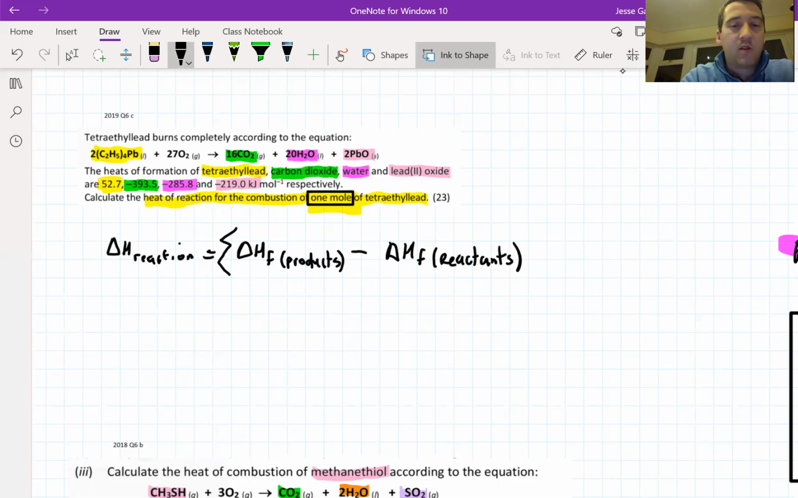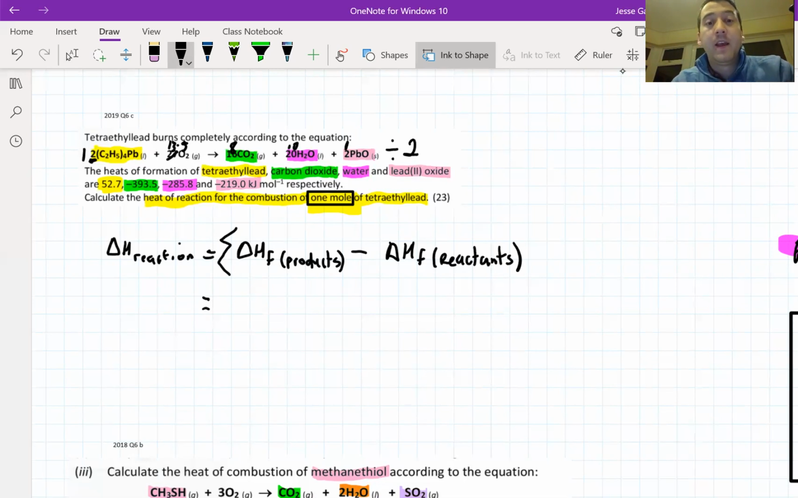That's the big thing. So let's go to the next line. Now what I'm going to do is directly apply this. I'm going to divide the whole equation by 2 here, because I want to make this into a 1. And by making this into a 1, this becomes 13.5 oxygens. This becomes 8 CO2s. This becomes 10 H2Os, and this becomes 1 PbO.